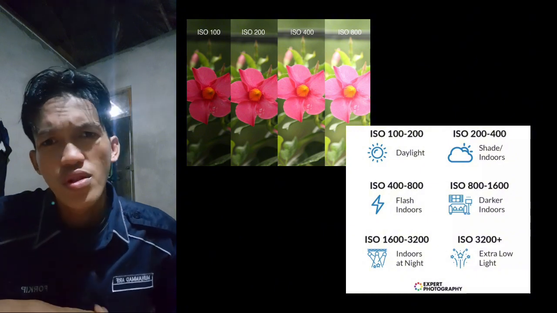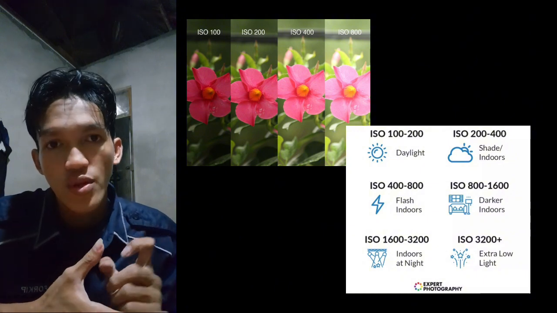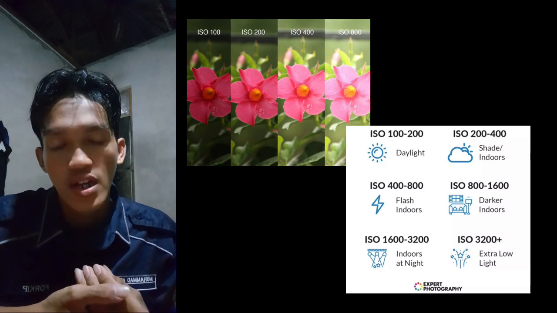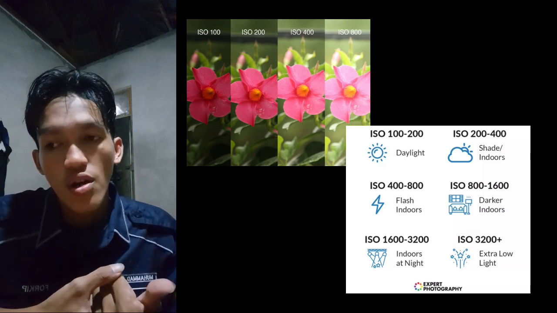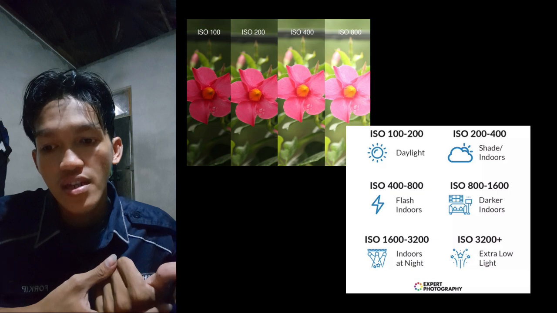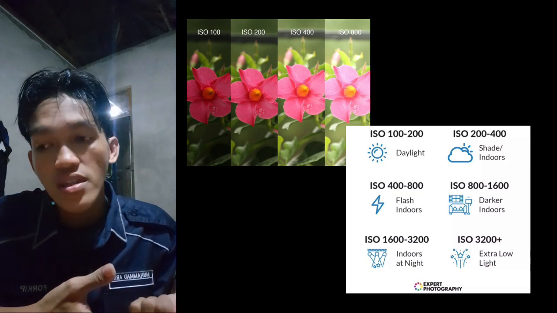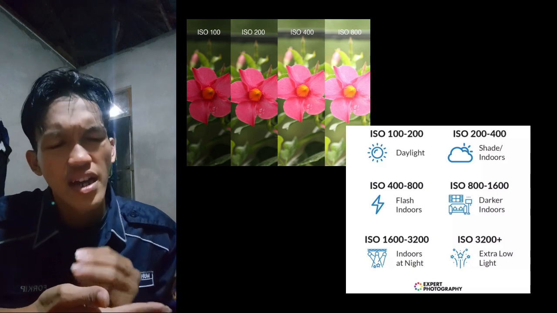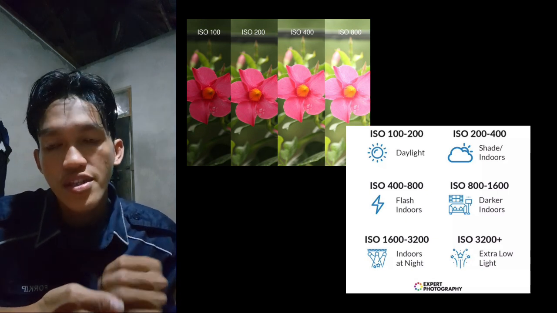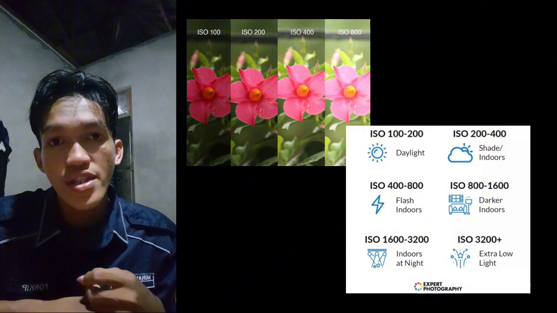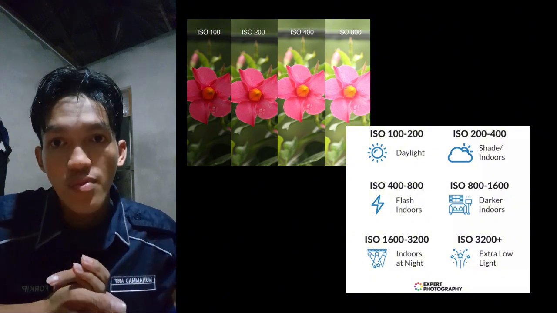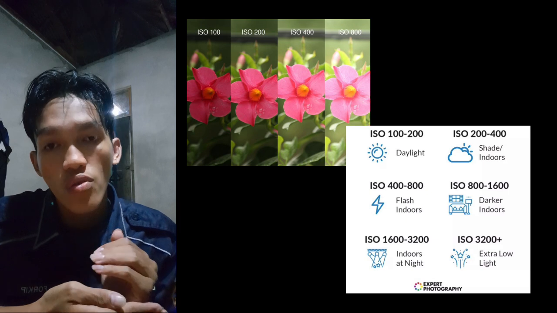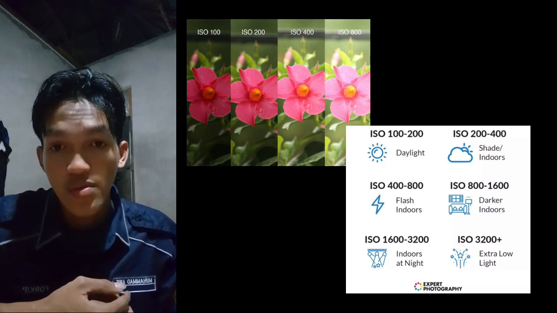But if you're in a dark room or taking a photo at night, you may need to use a higher ISO like 800 or 1600 or even 3200. However, the higher the ISO is, the more noise or grain you may see in the picture. So it's better to keep ISO low if the lighting is good.